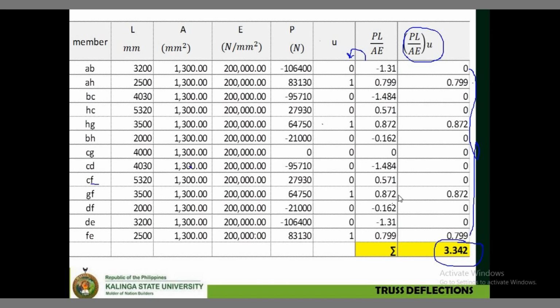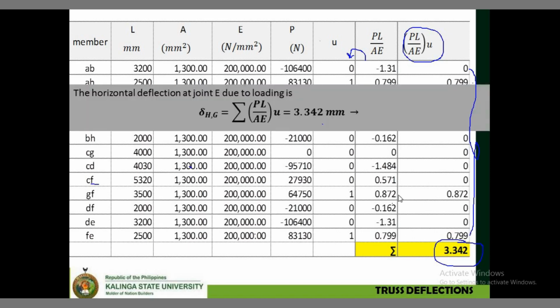So what does this value mean? The horizontal deflection now at joint E due to loading is equal to 3.342 millimeters to the right. Positive, di ba? Ang assumption ko kanina, si joint E magmo-move horizontally to the right. And it turned out, in my analysis, lumabas na positive si 3.342, which means correct ang assumption ko na to the right ang deflection ng joint E.